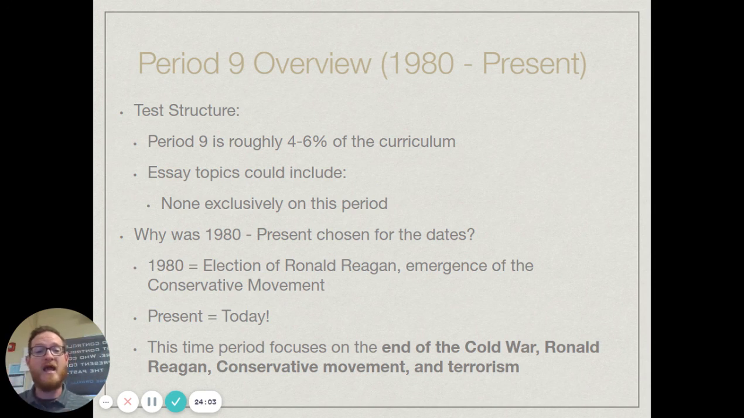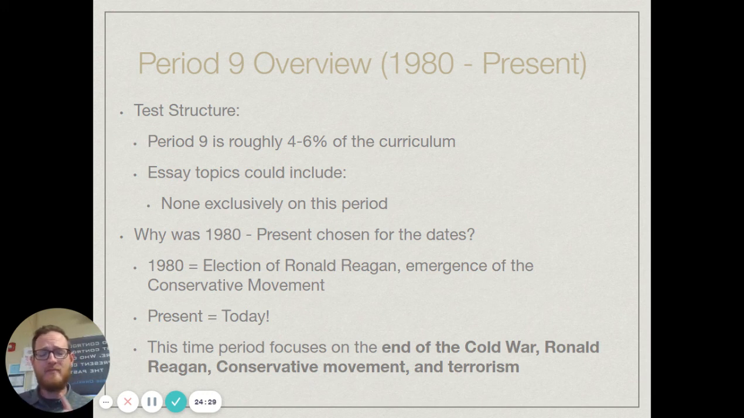So period 9, again, covers 1980 to the present. 1980, obviously, again, being the election of Ronald Reagan and the start of the conservative movement. Again, you typically don't see essays focused exclusively on this period. Now, again, that doesn't mean it can't happen. Several years ago, they did have an essay on the conservative movement. I'm pretty sure it was a DBQ that they had on the conservative movement.